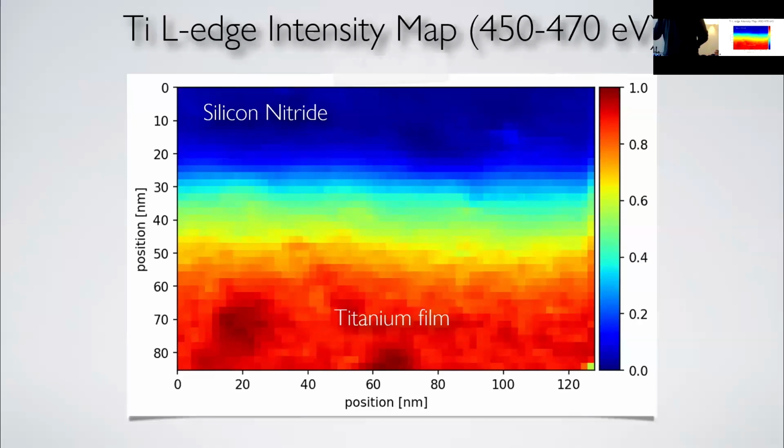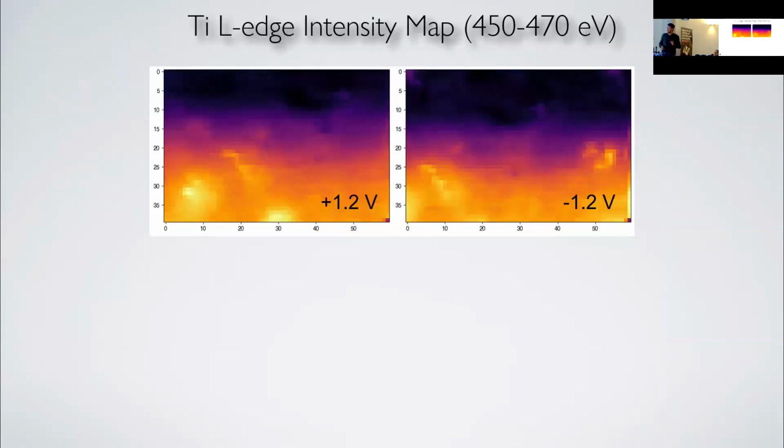This is the intensity map of one of the edges, integrated from 450 to 470, so basically I've integrated the L3 and the L2 edge. Because it's on top of silicon nitride, this is the silicon nitride, and the edge is somewhere over here, and you can see the microstructure. Each pixel is 2 nanometers, and you can see the titanium film. How do we really do the experiments? You put a voltage of 1.2 volts, for instance, and minus 1.2 volts, and you get a spectrum that looks like this, integrated.